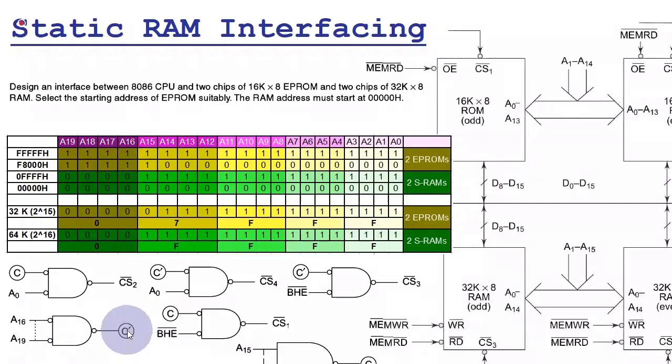And mind you, this C complement is not the complement of the C signal. These are just different notations. C and C complement does not mean that these are complementary signals. These are just names. It should have been written as something else, but the maker of this diagram put it as C complement. The point to note is that C complement and C are not complements of each other. They are just two signals.